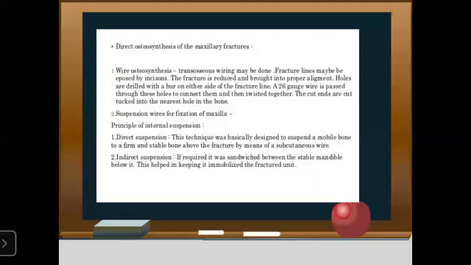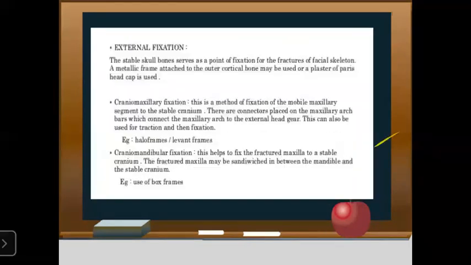Suspension wires, principle of internal suspension, are direct and indirect suspension. Direct suspension was basically designed to suspend a mobile bone to a firm and stable bone above the fracture by means of subcutaneous wires. Indirect suspension, if required, is sandwiched between the stable mandible below it. This helped in keeping the fractured unit immobilized.